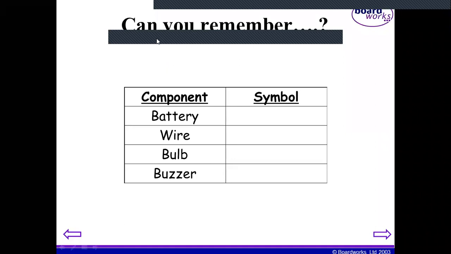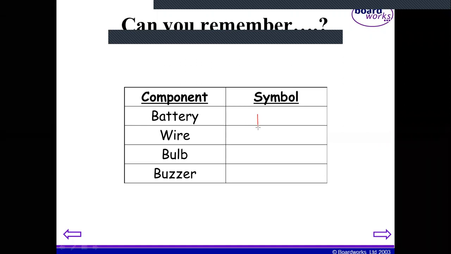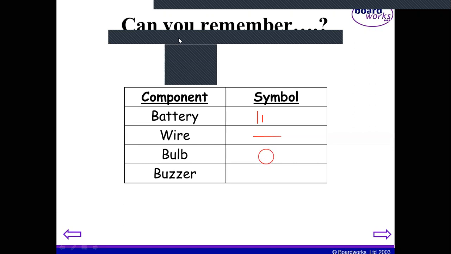The battery, for example, can be made up of two lines, one big line like this and one small line next to it. So this is the battery. Can you see how it looks? We can represent it with this simple symbol. A wire is just a straight, simple line. A bulb we can represent with different shapes, but one of the most famous shapes is a circle with an X inside of it.